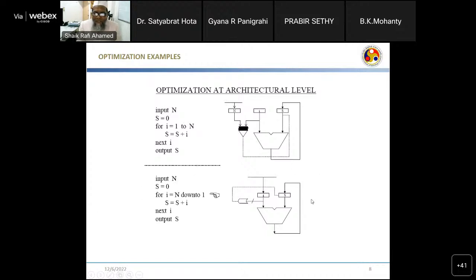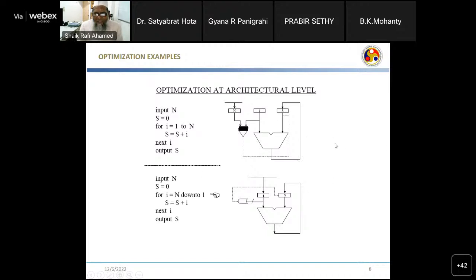Now if you compare the computational blocks of these two architectures, here we are not using the comparator. And this register, instead of a register, we are using just a simple OR gate. So with respect to complexity, this has less complexity when compared with the first architecture. So this is an example of optimization at the architectural level.